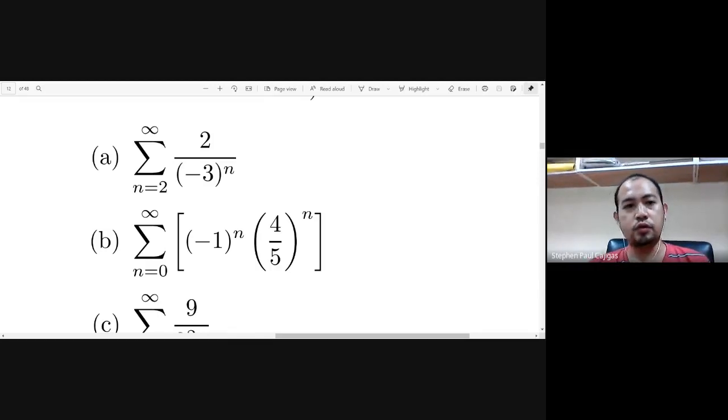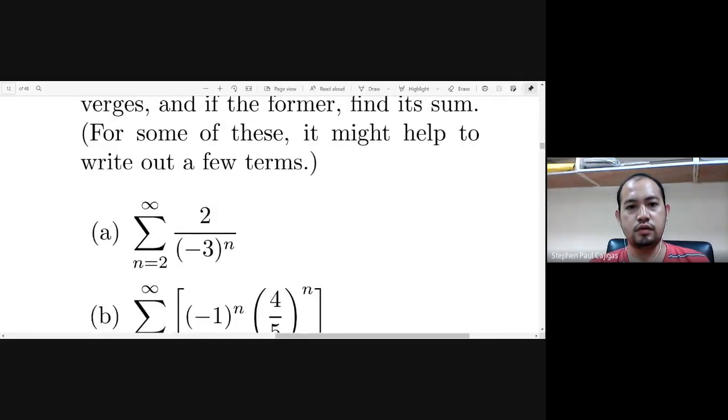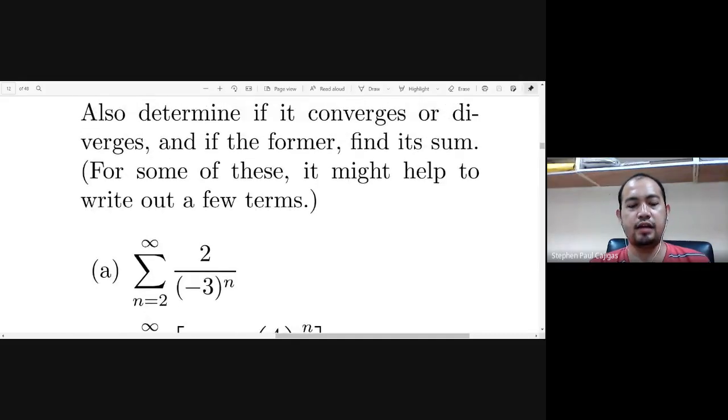So, I want you to try and solve this first. Let's start with number 1. And please take note that the n here is equal to 2. So please determine if this is convergent or divergent. Try solving it, and those who have a solution, point your camera at your paper.